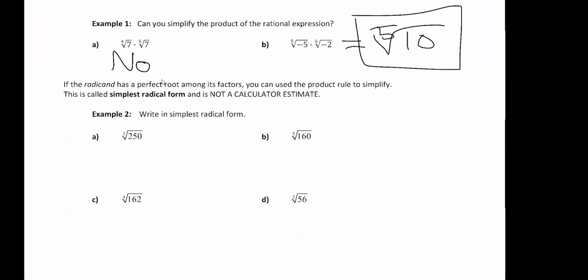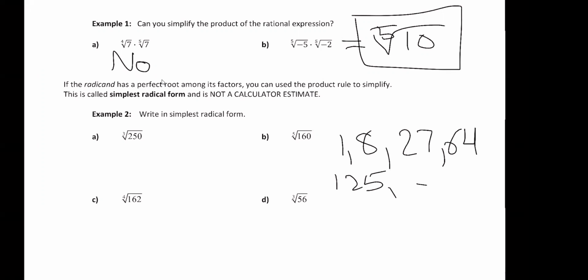To demonstrate for these different roots, we have a cube root of 250. So you want to think of your perfect cubes. I don't know if you know your perfect cubes that well: 1 to the 3rd power is 1, 2 to the 3rd power is 8, 3 to the 3rd power is 27, 4 to the 3rd power is 64, 5 to the 3rd power is 125. And you could keep listing them if you want.